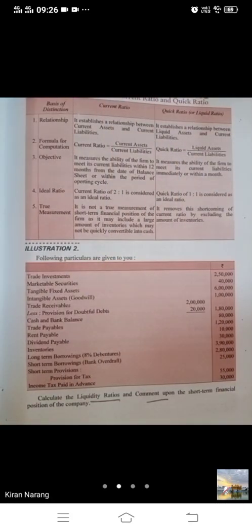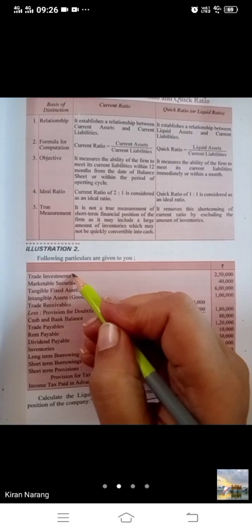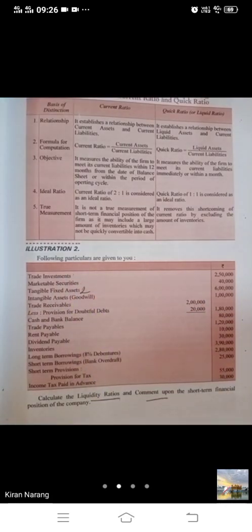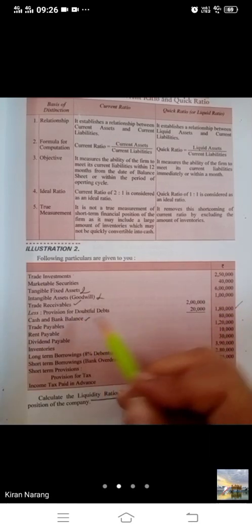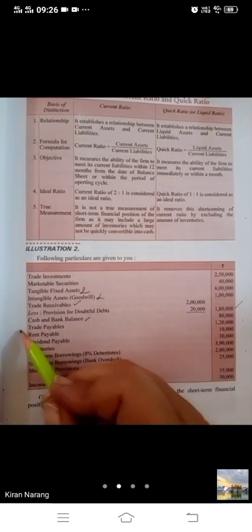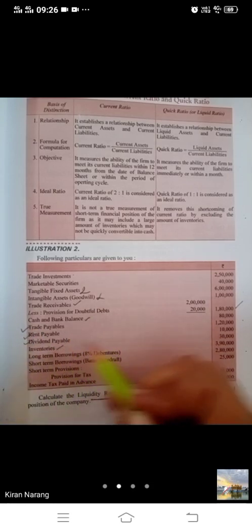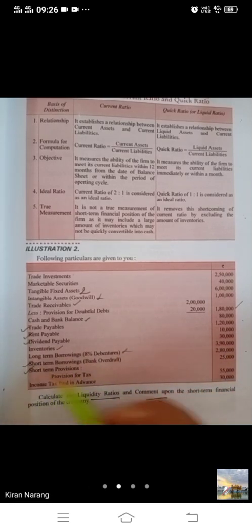See, a lot of items are given to you. What you have to do, if you know what items are included in current assets and current liabilities, you just have to total them up. Trade investments and marketable securities will not be taken. Fixed assets, intangible assets, trade receivables less provision, this value will be taken 180. Then bache, cash and cash equivalents, current liability; rent payable, current liability; dividend payable, current liability; inventory, current assets. Long term you will not take; short term borrowing, current liability; short term provision, current liability.